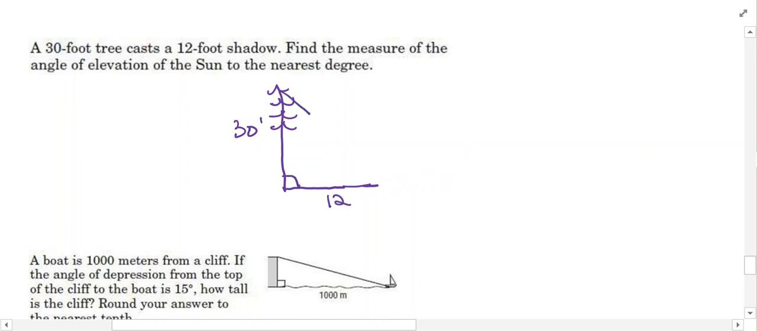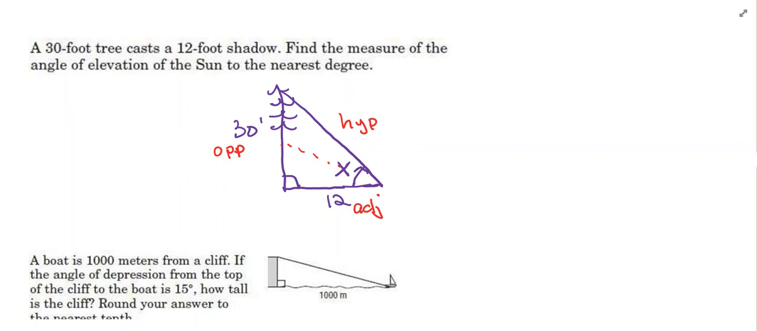There's our right angle. Here's the hypotenuse. Find the measure of elevation of the sun to the nearest degree. So that's the angle of elevation, and I want to find x. So again, labeling the triangle, this is the hypotenuse. This would be opposite, and this is adjacent.